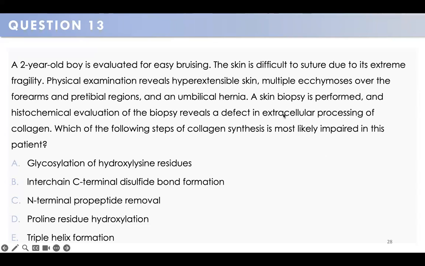This is a tricky question. The main thing the question is asking is which step of collagen processing occurs outside of the cell. All of these are post-translational modifications of collagen, but the defect is in the process that occurs in extracellular processing, so not inside the cell. Glycosylation occurs in the cell. Interchain C-terminal disulfide bond formation occurs within the cell. N-terminal propeptide removal occurs outside of the cell. So C is the correct answer.